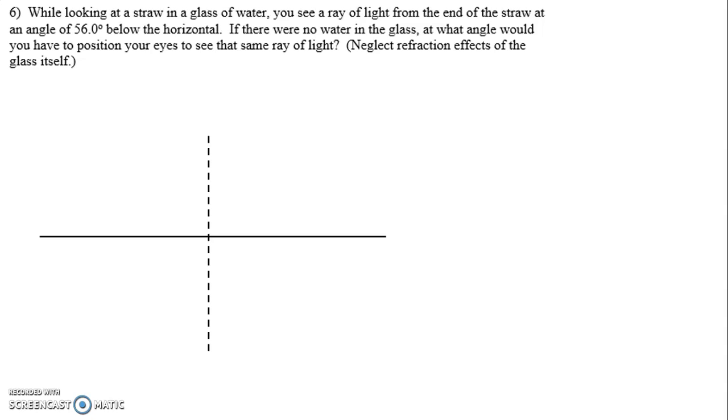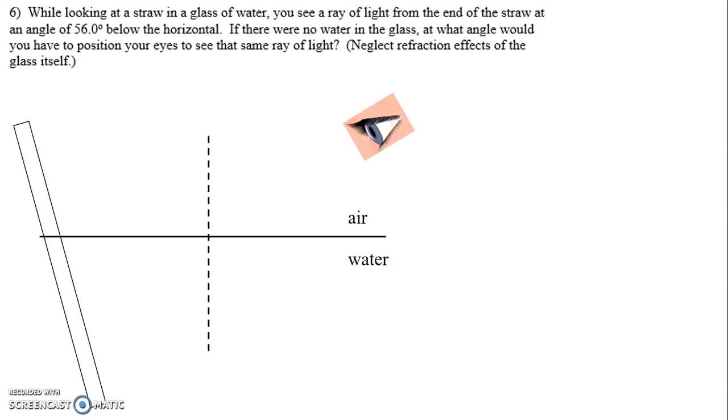We'll start with our usual boundary and normal. Remember, of course, the normal is drawn as a dashed line because it's imaginary. This is going to be the boundary between air and water. And let's put the straw in the water, and you are looking at it. Of course, you are going to be in the air. So let's draw your eye over here. Now, if you didn't draw something like this, you want to change your drawing a little bit so we can compare it to what I'm doing here.